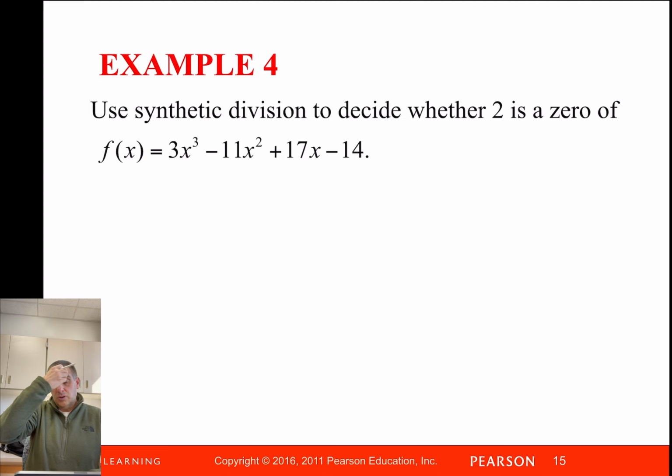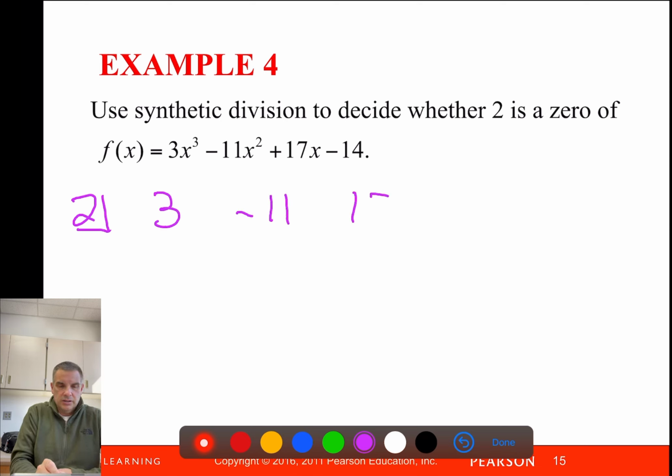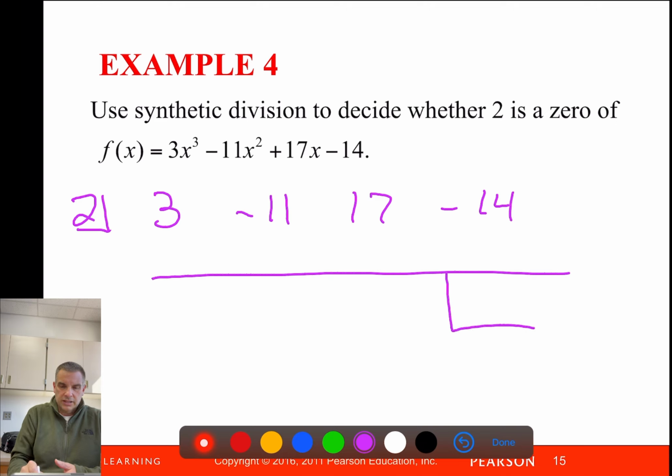When we're determining if it's a zero or not, we're going to use synthetic division, but we're not going to change the sign. We're just going to use 2 as our value inside of the box. What we're looking for is to see if we get a remainder, and we want to see if that is a specific thing. If that remainder is 0, then we know that 2 is a zero of this function.